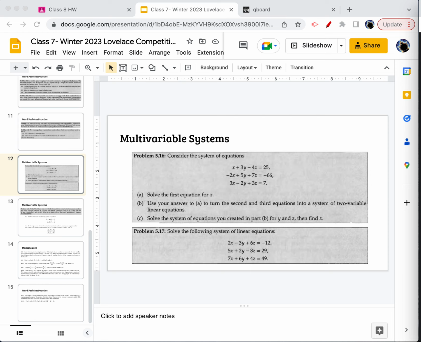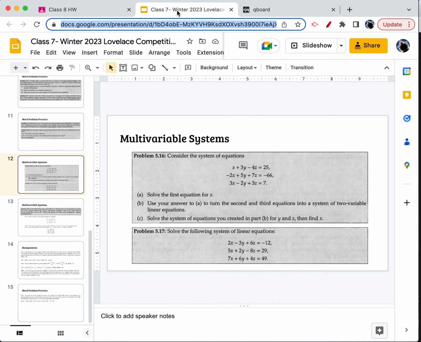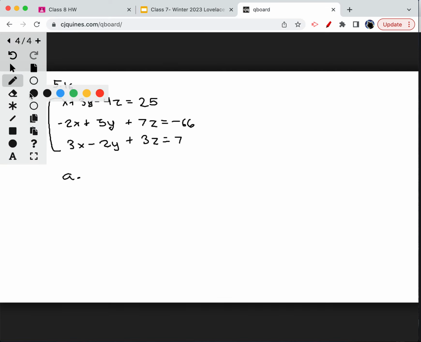Okay, so let's go over this problem part by part now. Part A just tells us to solve the first equation for x. So what it means is just look at this first equation and rearrange it so that it isolates x. This is pretty simple. So we just say x is equal to 25 minus 3y plus 4z.